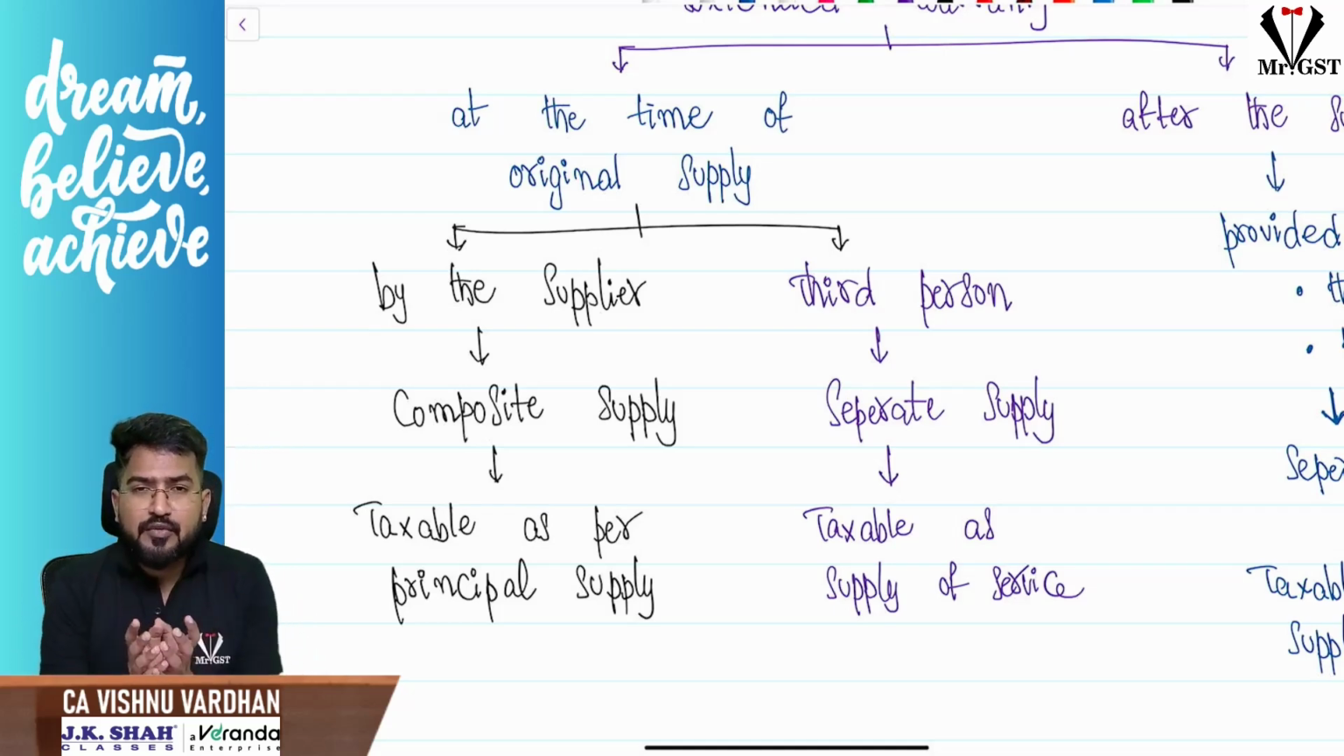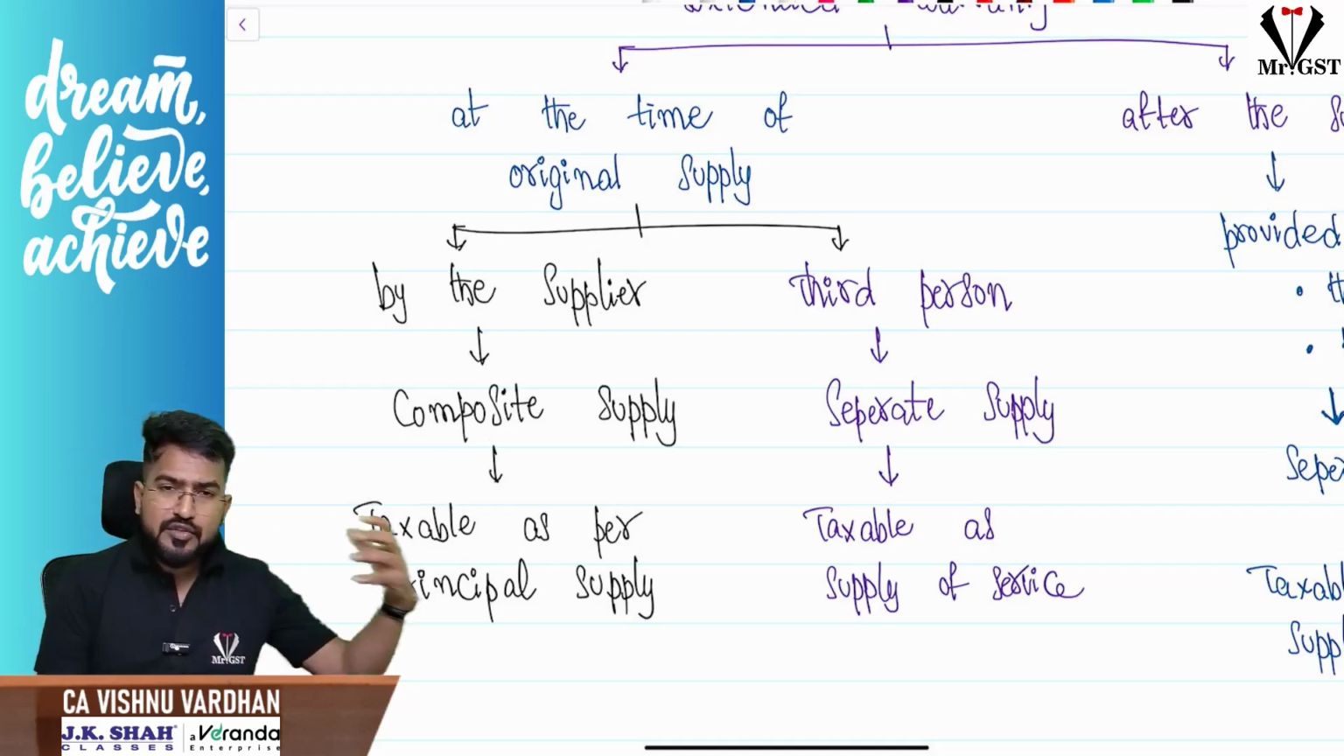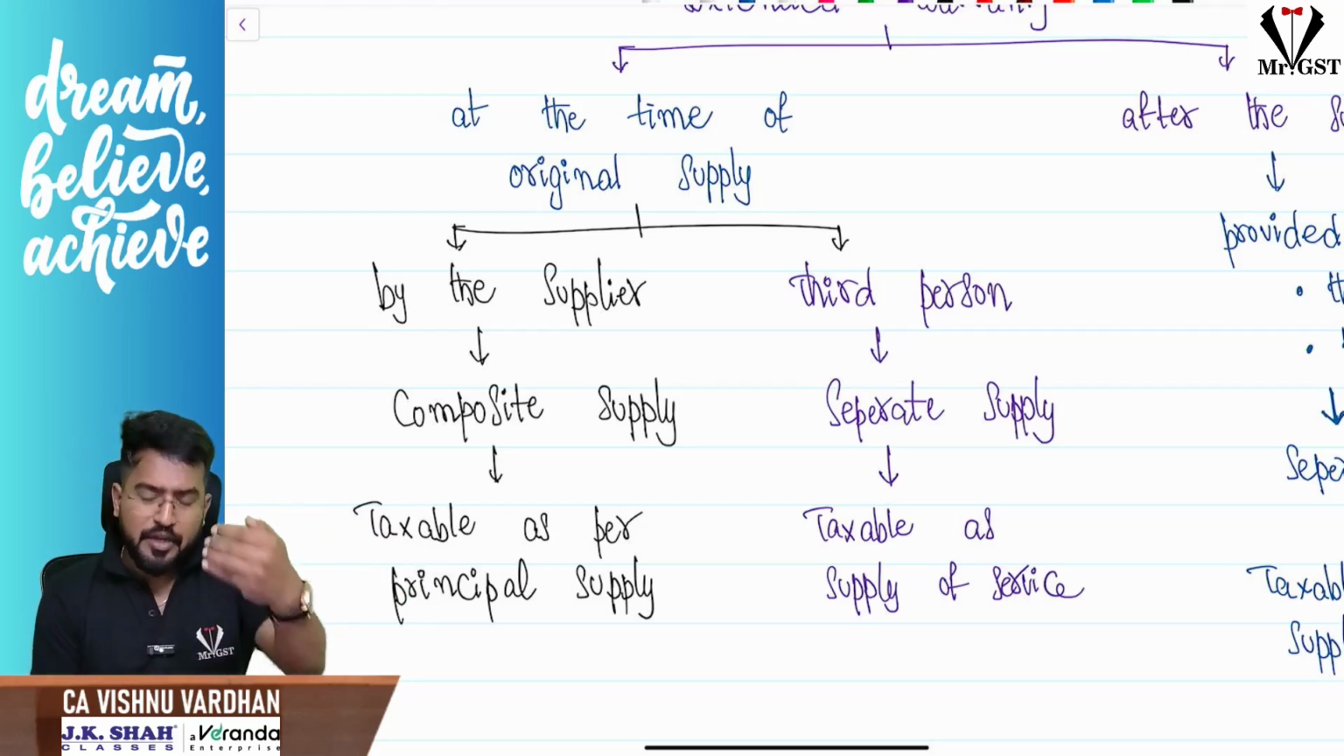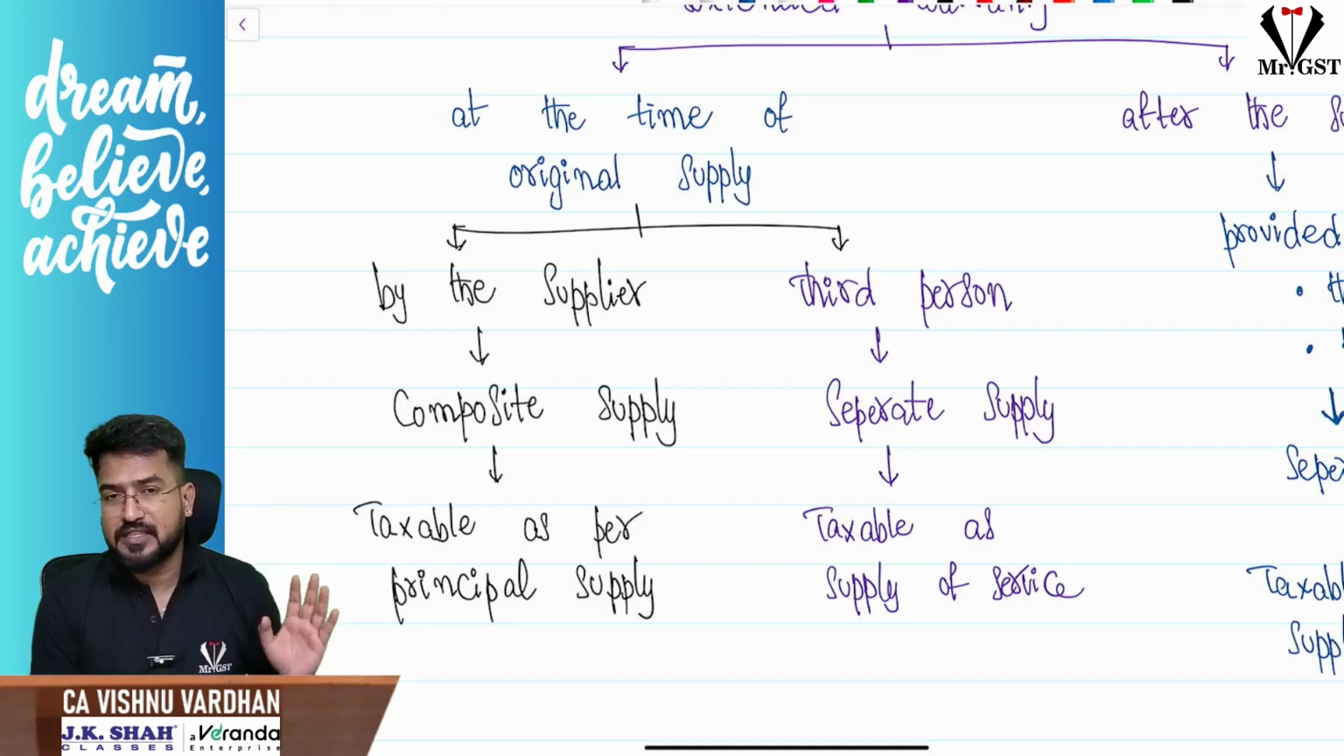No, sir, what if the extended warranty is sold separately by, let us assume, some Bajaj Finance fellow or somebody? Sir, in such cases, when some third person is selling the extended warranty, then it is a separate supply. You will be taxing it as a supply of service and it will be charged to tax accordingly.